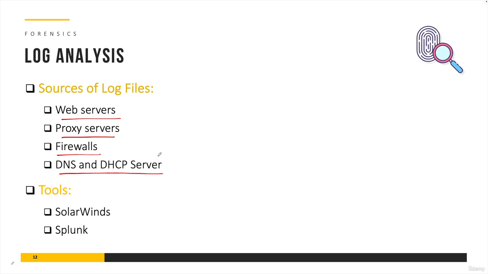And for analyzing these logs, we again have a bunch of tools. We have SolarWinds, we have Splunk. So just keep in mind, for network traffic analysis, we had tools like tcpdump and Wireshark. For log analysis, we correspondingly have different tools such as SolarWinds or Splunk. And Splunk in particular is a very popular security incident and event management tool, which allows you to correlate logs across multiple sources.